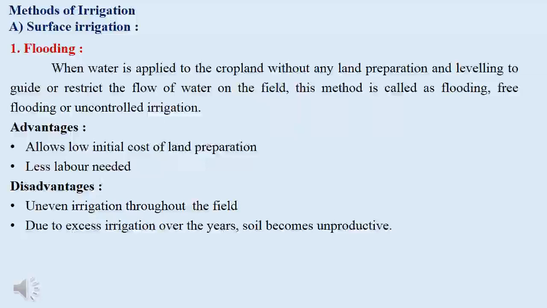Methods of irrigation. The first method under surface irrigation is flooding. When land preparation and leveling is not done and there is no restriction on the flow of water, then this method is flooding or uncontrolled. It allows low initial cost of land preparation and labor cost, but it unevenly irrigates land, and due to excess irrigation, soils become unproductive after years.